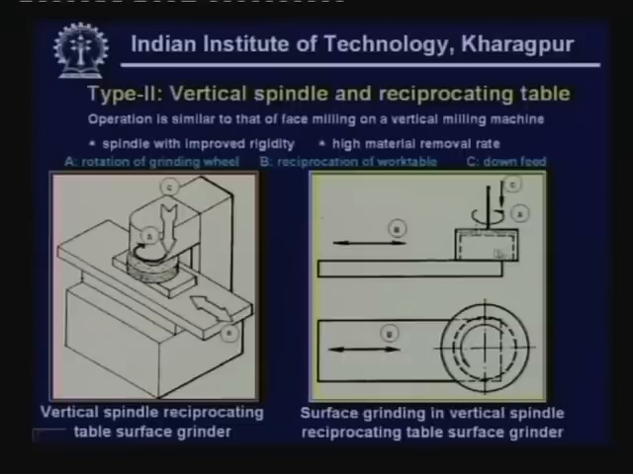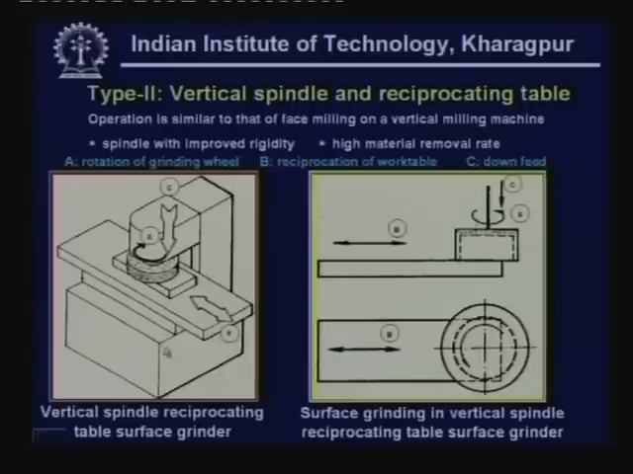What has been used in a horizontal spindle reciprocating surface grinder is a circular wheel, and this one is the cup shaped wheel. This spindle provides a better rigidity compared to a horizontal spindle surface grinder, and this is used for those cases where high material removal rate is necessary.